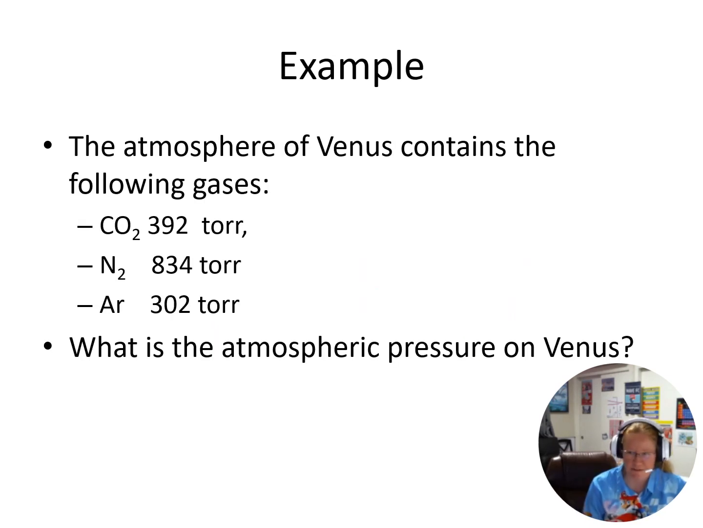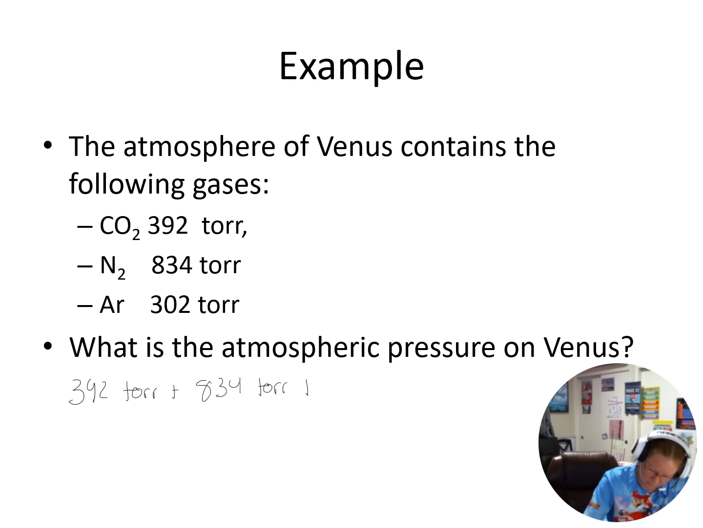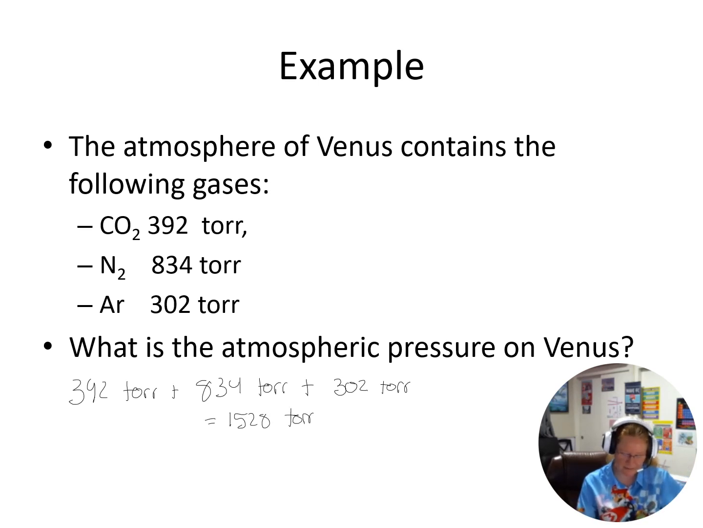Okay, so here's a really complicated example problem for you. On Venus, we have these 3 gases at these 3 pressures. So what would our atmospheric pressure be? We're going to take our 392 torr plus our 834 torr plus our 302 torr, and we're going to get 1,528 torr. That's it. That's how we calculate that.